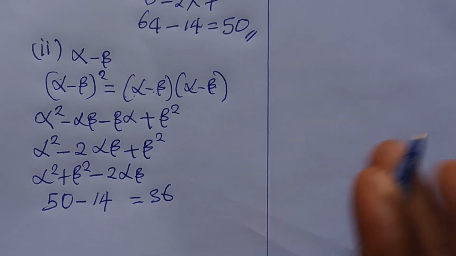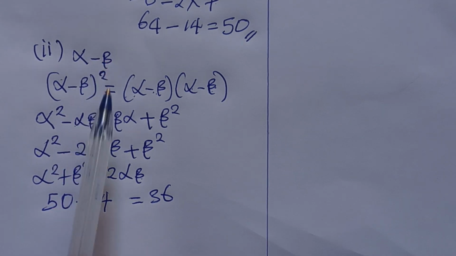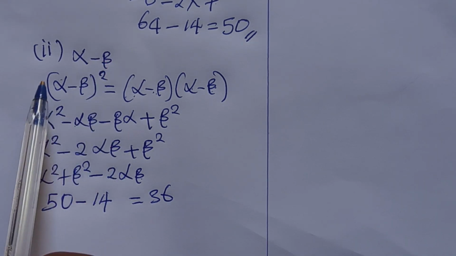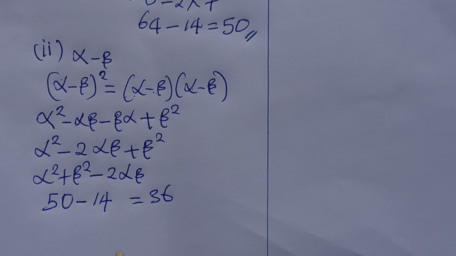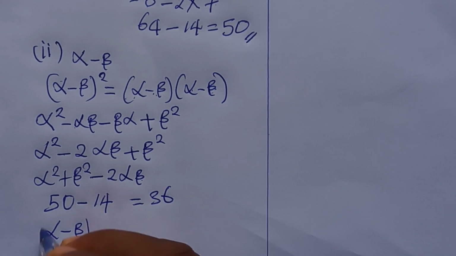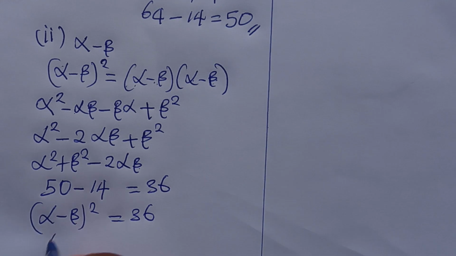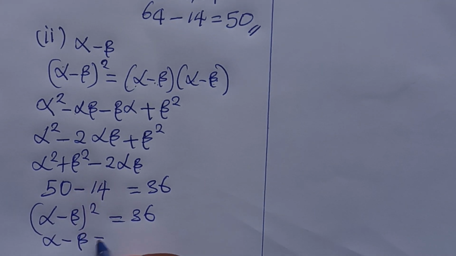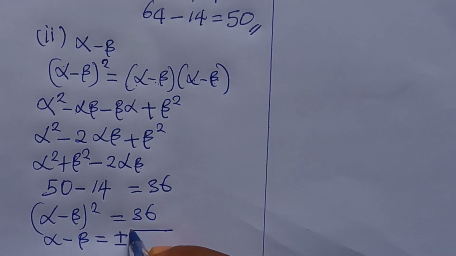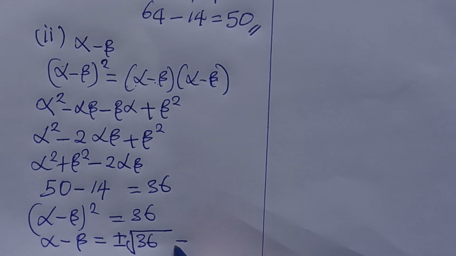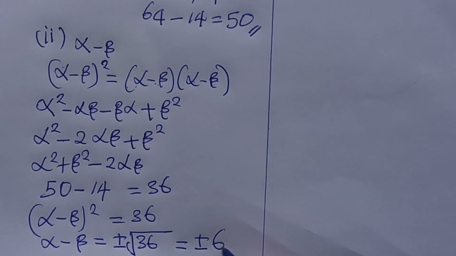But don't forget, you're asked to find alpha minus beta, and what you've gotten here is alpha minus beta all squared. So to get alpha minus beta, you're going to take the square root of alpha minus beta squared. So you take the square root, you're going to have that alpha minus beta is equal to plus or minus square root of 36, which is 6, which will give you plus or minus 6.